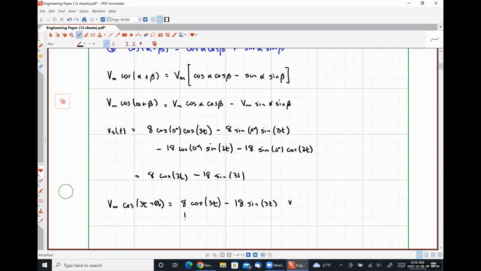This 8 right here represents Vm cosine beta. And this 18 right here represents Vm sine beta, if alpha is omega t, okay? So we know what Vm cosine beta is, and we know what Vm sine beta is. All right, I've got back to where my brain is working. I apologize for that 8-minute digression of complete and utter nonsense.